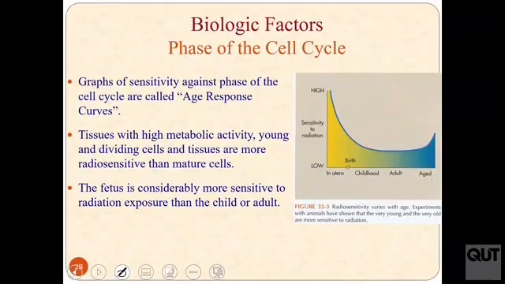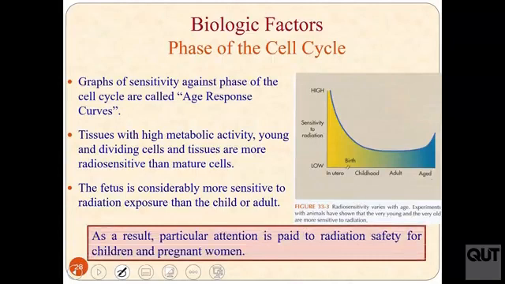The next thing is the phase of the cell cycle. So here's a graph of the cell cycle, the radiosensitivity with age. Tissue with high metabolic activity, so young and dividing cells and tissues, are more radiosensitive than mature cells, and so this is why there's great particular attention paid to radiation safety for children and pregnant women, because young people are more sensitive than older people to radiation.